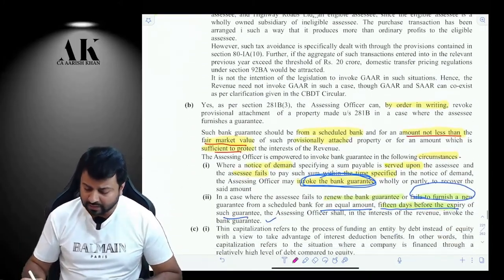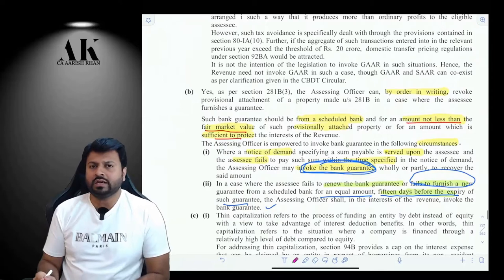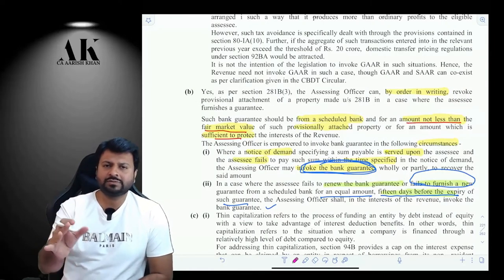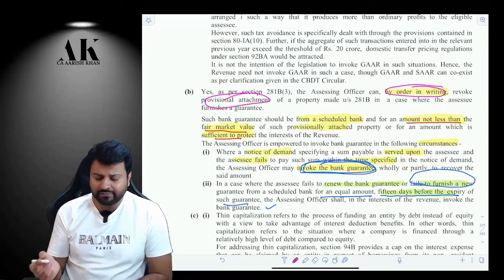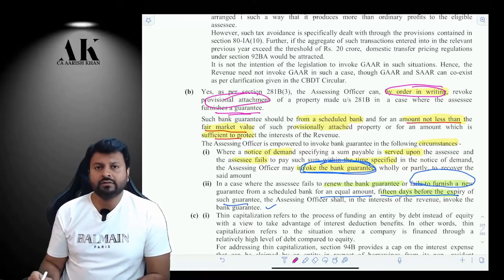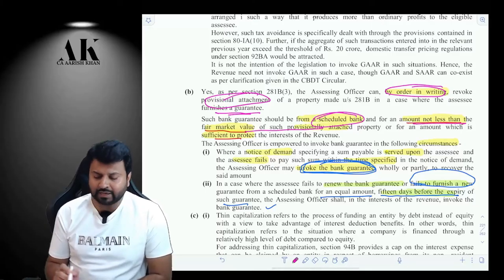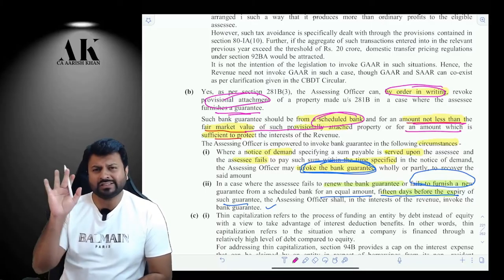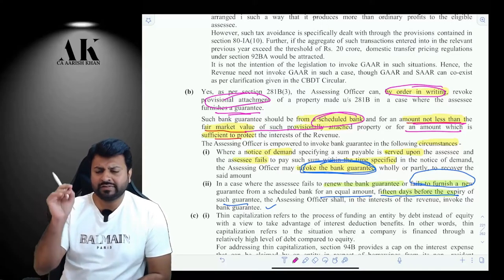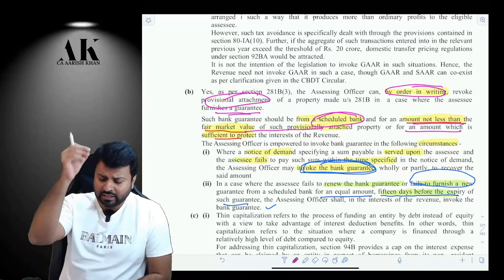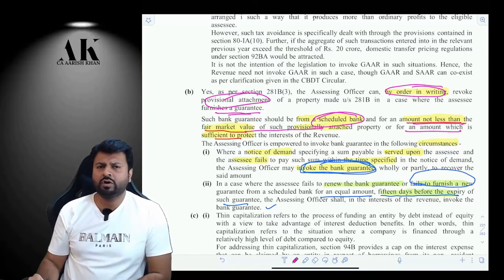Now, please pay attention. First of all, does he have the power to revoke the provisional attachment? Once he has done the provisional attachment, can he revoke it? Yes. By an order in writing, he can revoke a provisional attachment. When can he revoke? If the assessee furnishes a guarantee. Guarantee from where? Guarantee from a scheduled bank. Of how much? Of an amount not less than the fair market value of the property attached, or that much amount which is necessary to protect the interest of the revenue. At least that much guarantee has to be given by the assessee, which is necessary to protect the interest of the revenue. He will then revoke the attachment.